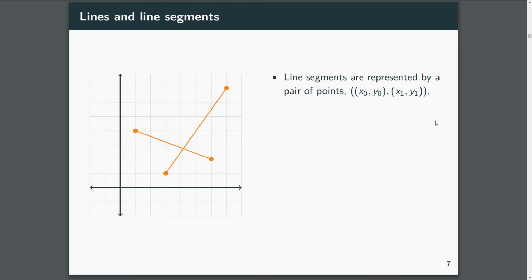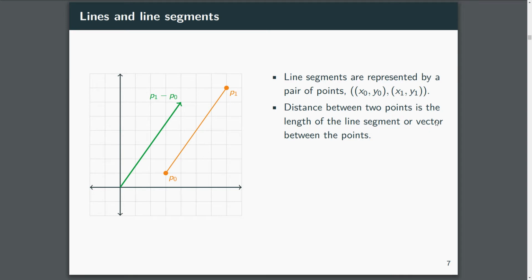We have the trigonometric functions, sin, cos, and tan. For lines and line segments, we represent them with a pair of points. Any 2 points, as long as they're not equal, will uniquely define a line for us. And the distance between the 2 points is the length of the line segment, or just the vector between them.